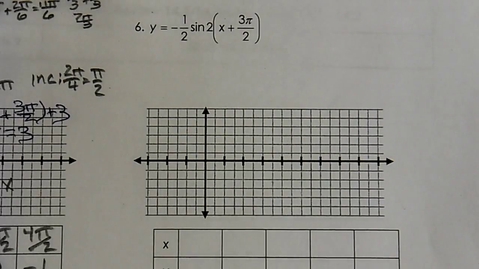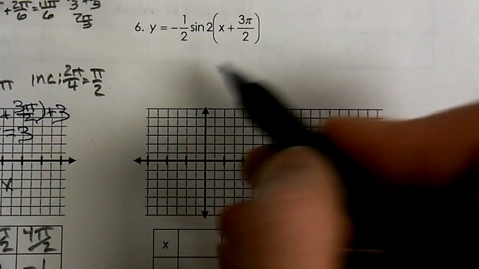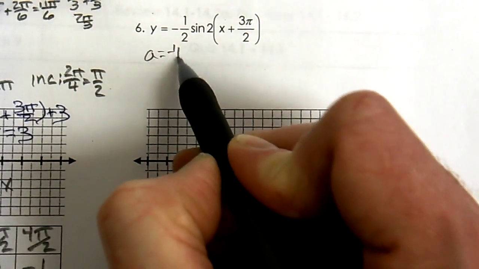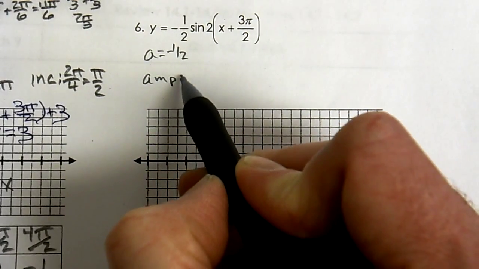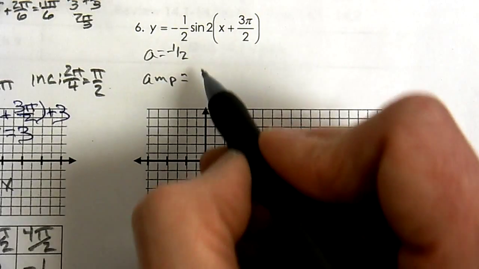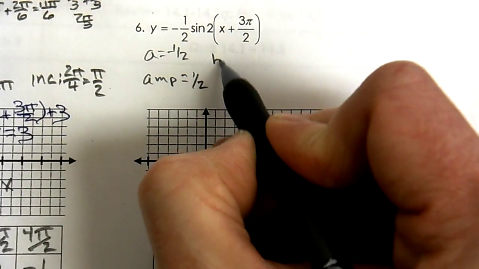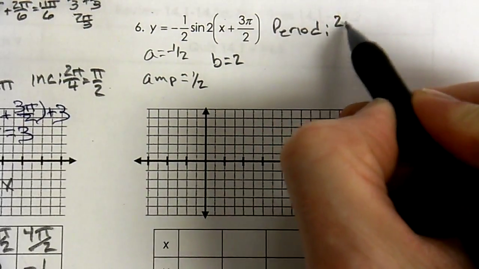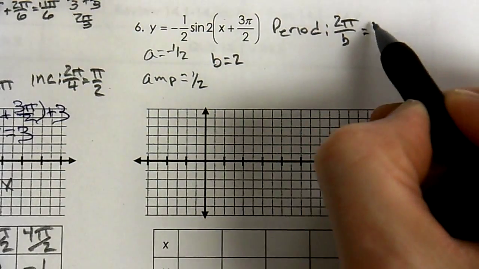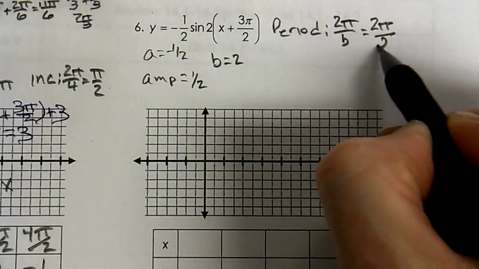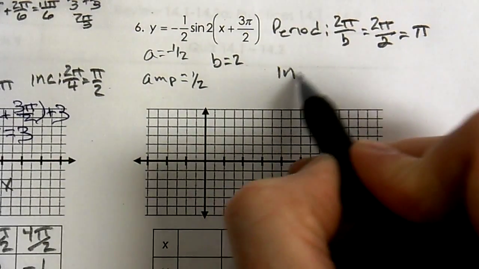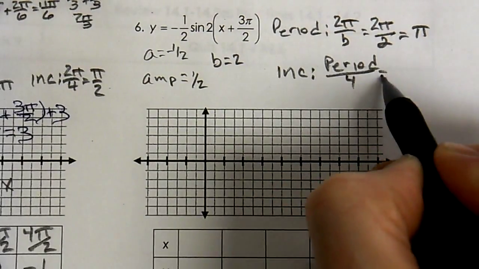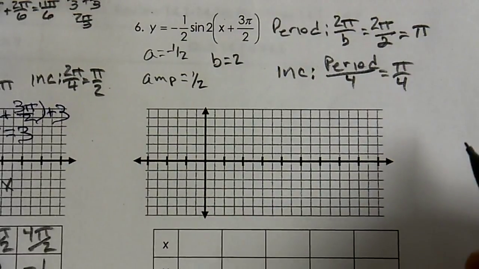The last graph that we have, we have an a value of -1/2, so an amplitude of 1/2, and a b value of 2. So the period is 2 pi divided by b, which is 2 pi divided by 2. Our increment is going to be the period divided by 4, which is pi divided by 4.